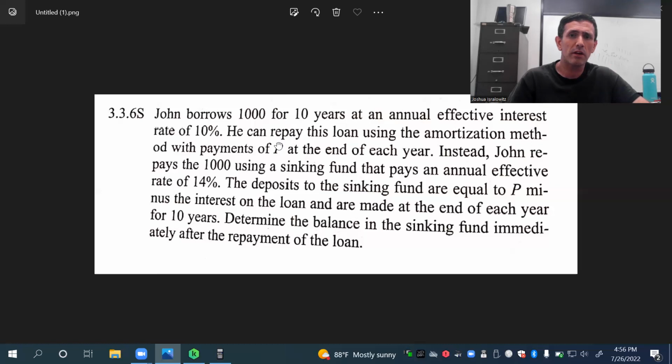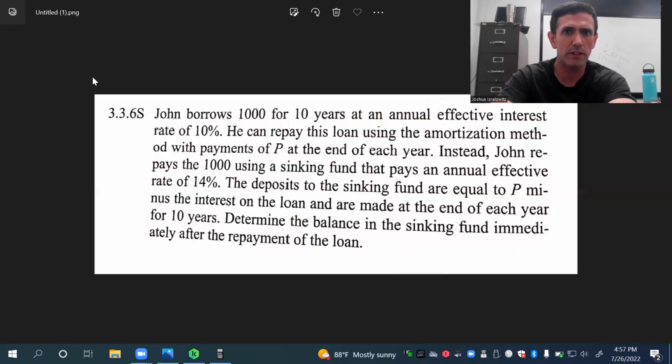It's this P, which has nothing to do with sinking funds, minus interest each year on the loan. So we've got to figure out what P is, and what the interest each year on the loan is, which is obvious, it's $100, 10% of 1,000. Accumulate that, and then figure out how much more than 1,000 we have. For all these variations of problems, the whole point of a sinking fund is you're simply accumulating money to pay off the principal at the end of, in this case, 10 years.